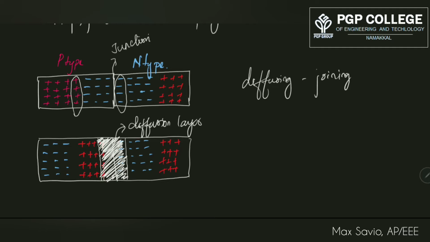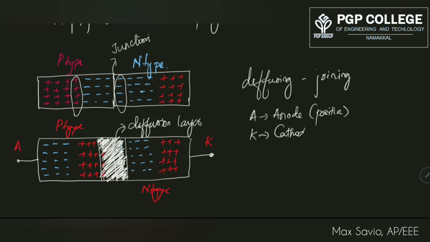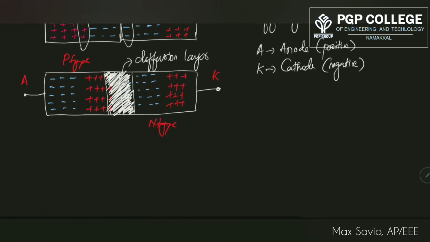Now this is how your PN junction diode looks. It has two terminals, one at this end and another at this end. You already know this is the p-type and this is the n-type. The terminal near the p-type is called the anode, denoted by A, and K is the cathode. A stands for anode, which is usually positive, and K stands for cathode, which is usually negative. Right, so this is how your PN junction diode is formed.